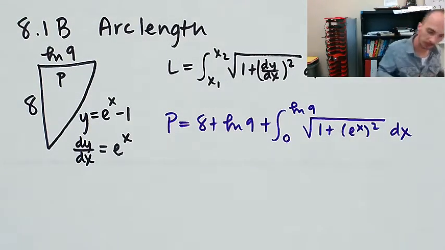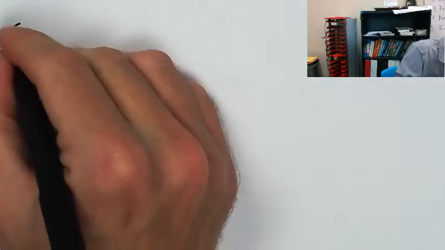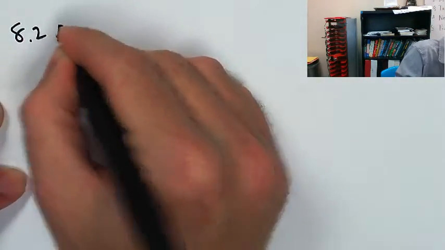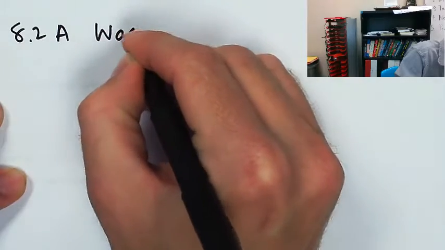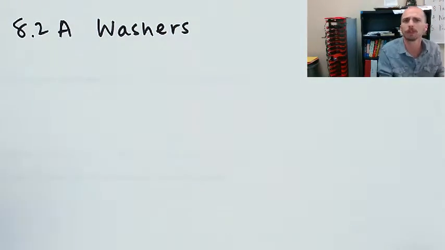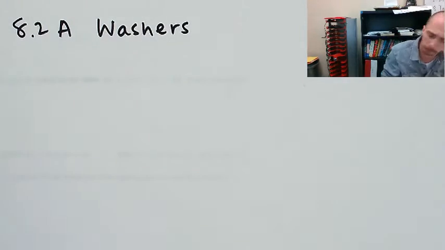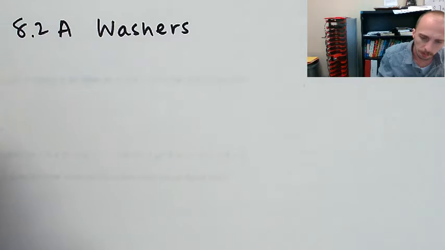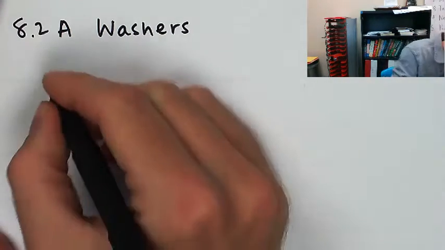Okay, volumes. Evidently I said washers came first, but I don't think in any reasonable order would washers come first. I think you start with the discs and then build up. But I said I was going to do it first, so I'll do it first. Let's rotate P around the x-axis.